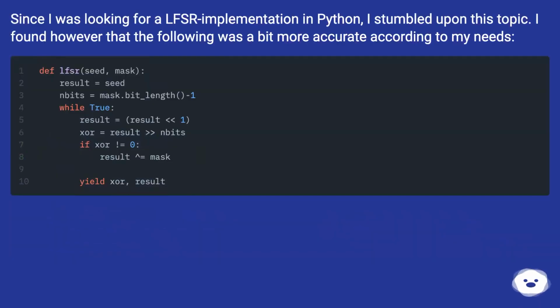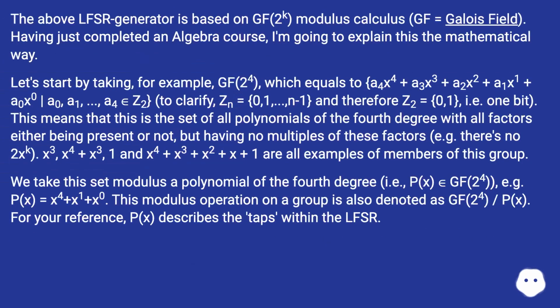Since I was looking for a LFSR implementation in Python, I stumbled upon this topic. I found, however, that the following was a bit more accurate according to my needs. The above LFSR generator is based on GF(2^k) modulus calculus, GF equals Galois field. Having just completed an algebra course, I'm going to explain this the mathematical way.